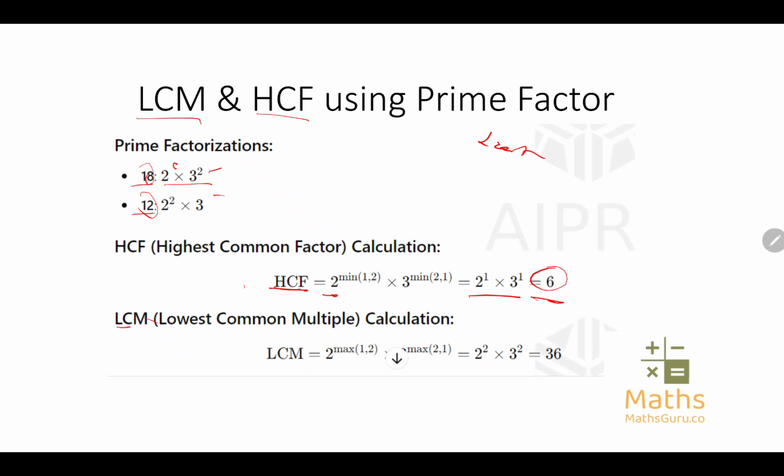Similarly for the LCM, right? Here we have to find a number which can be divided by both these numbers. So here we will pick the maximum. For 2, it's 1 and 2, so the maximum would be 2 to the power 2, right? And similarly for 3, it's 2 and 1, so the maximum would be 3 to the power 2, right? So 36 would be the LCM of these numbers. If you verify, 12 can divide 36, and 18 can also divide 36, right? It's 3 and it's 2.